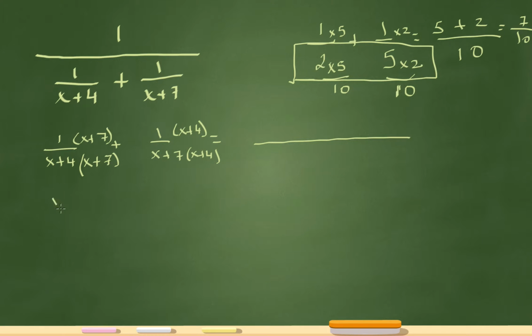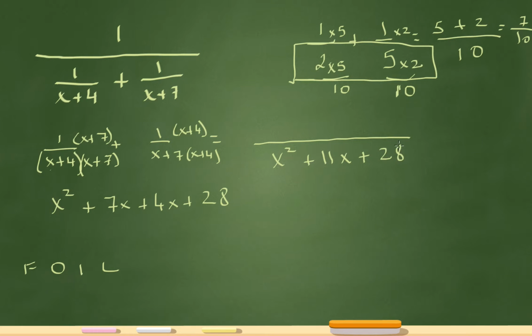So my common denominator will just be this FOILed out. So this will be first, outer, inner, last: x squared plus 7x plus 4x plus 28. Keep in mind what FOILing is: just first, outer, inner, last. So my first is the x and the x, which is how I got x squared. Outer is x times 7, 7x. Inner is 4 times x, 4x. And last is 7 times 4, 28. So that's going to give me x squared plus 11x, combining the 7x and the 4x, plus 28. So that's my common denominator.